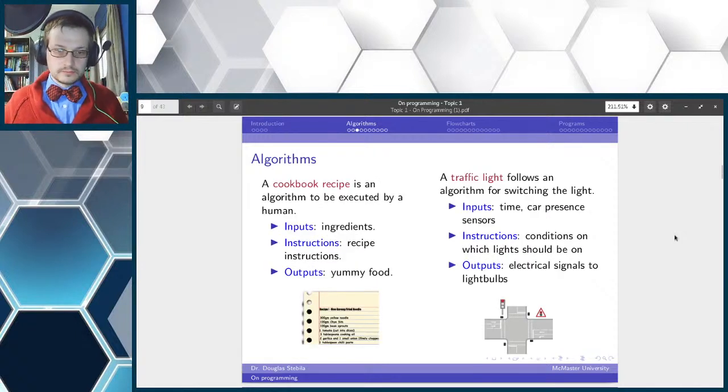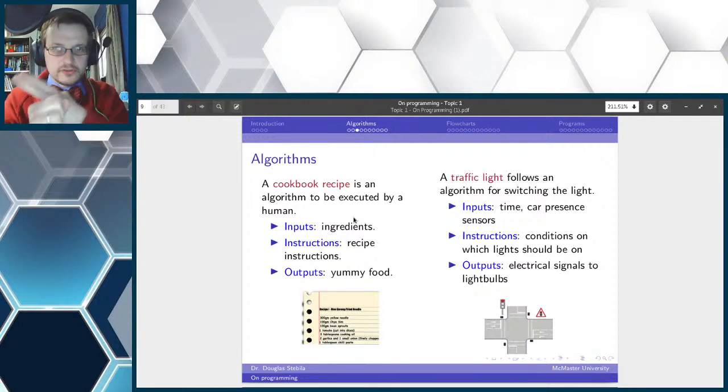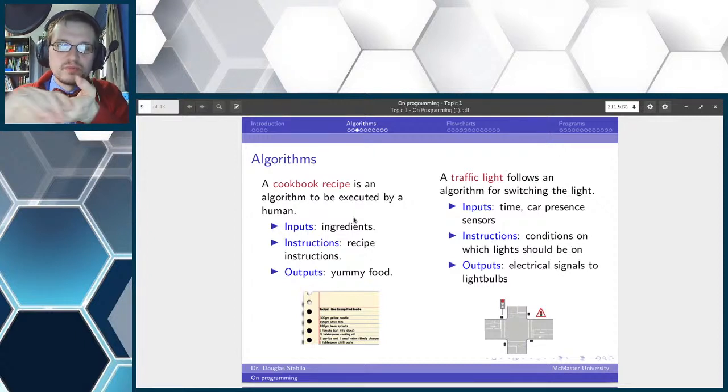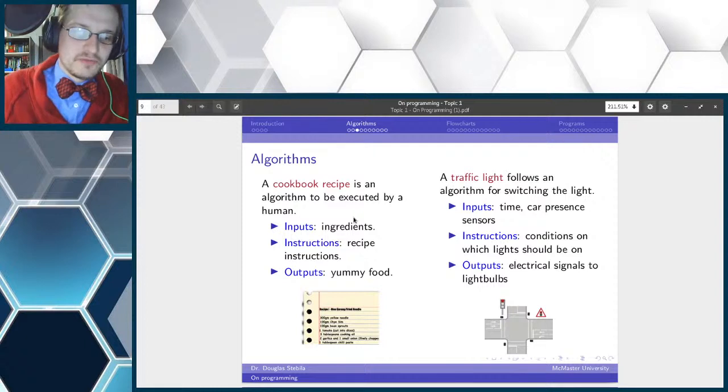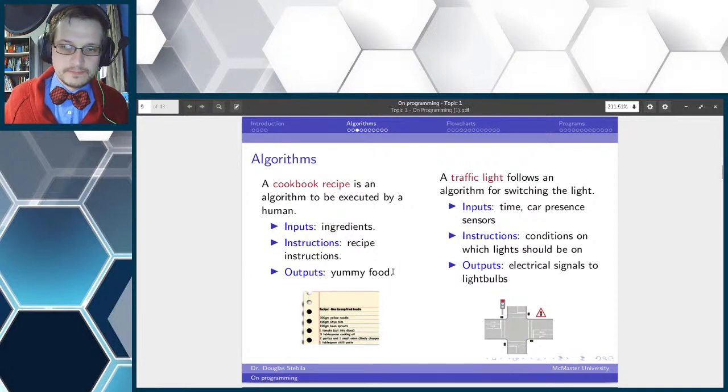Very fundamental. Here are some examples that are not computers. A cookbook recipe is an algorithm to be executed by a human in order to cook food, right? When you are cooking food, your inputs are the ingredients that you are cooking with. The instructions are the recipe instructions, like mix dry ingredients, then mix in wet ingredients, let sit to rise for 3 hours, then put in oven at X temperature for Y amount of time. And then the output for this algorithm is some kind of comestible foodstuffs.